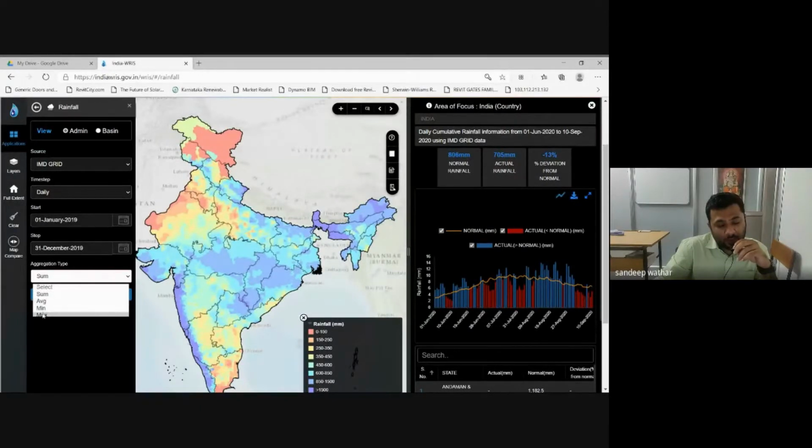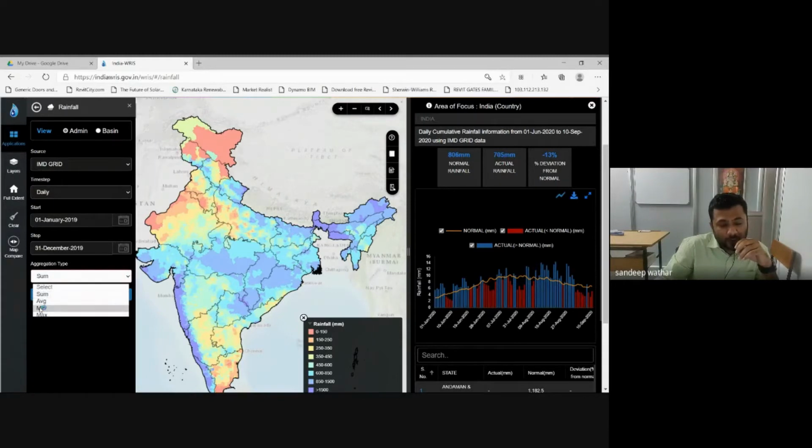So these are the type of values that you would like to extract. One is sum, average, minimum, maximum. I'm interested to find out sum. If I click average, it will give me the average rainfall that has happened for any day. It will not give me the total rainfall that has happened in that particular day. So that's why let me keep it as sum itself.